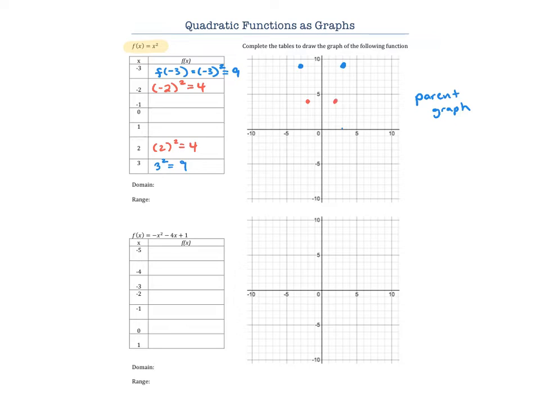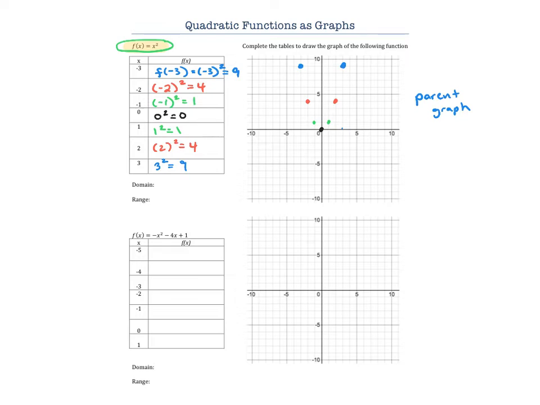If I plug in -1, I'll have an output of 1. And you might be like, why are you squaring it? Well, that's what this function rule says to do, and I want to see what the graph looks like when it says take the input and square it. So I have -1, 1, and +1, 1. And then I'm going to have 0, and 0 squared is 0. So 0, 0.